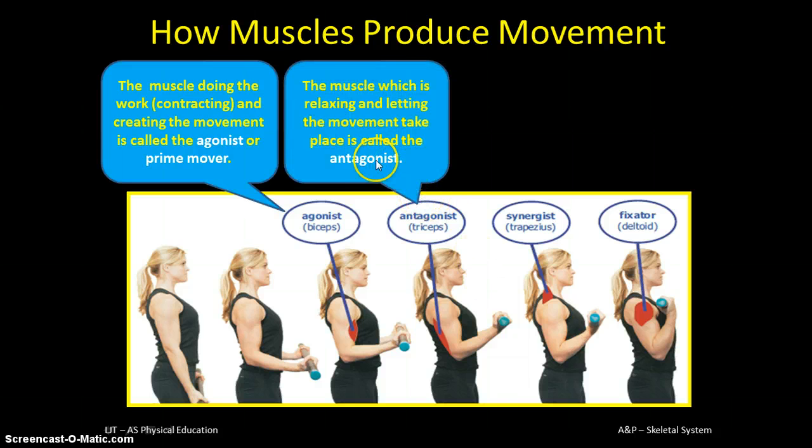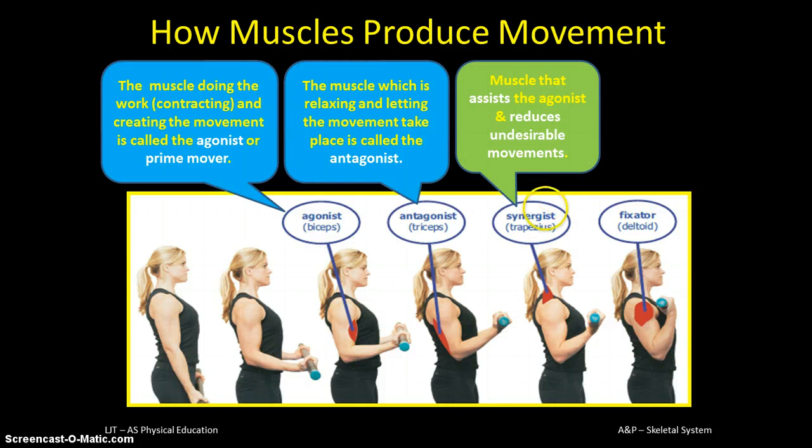So the partner muscle that relaxes and lengthens is called the antagonist. In this example, it's the triceps brachii. So we've got a third type of muscle contribution. It's a different muscle altogether, and it's working in a slightly different way to allow this movement to happen.